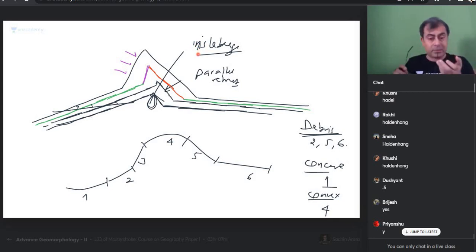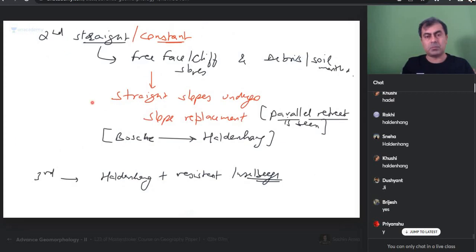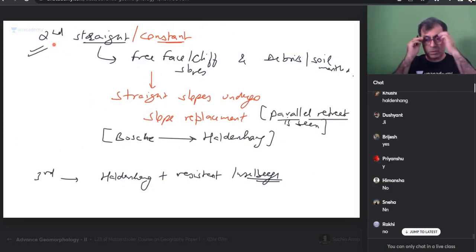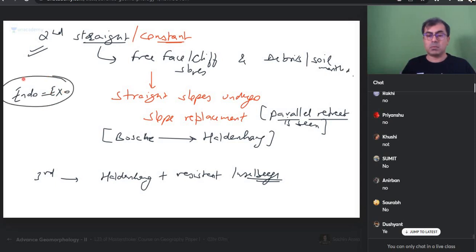Is any endogenetic force active here or not? Everyone, is the endogenetic force active or not? Straight places. Is the endogenetic force active or not? So thank you for writing no. Whenever I set a trap, you people get caught. You are saying no? You yourselves said straight slope. And the moment the endogenetic forces become weak, exogenetic will take things away. It will pick them up and take them. So rather than straight slope, what will happen now?